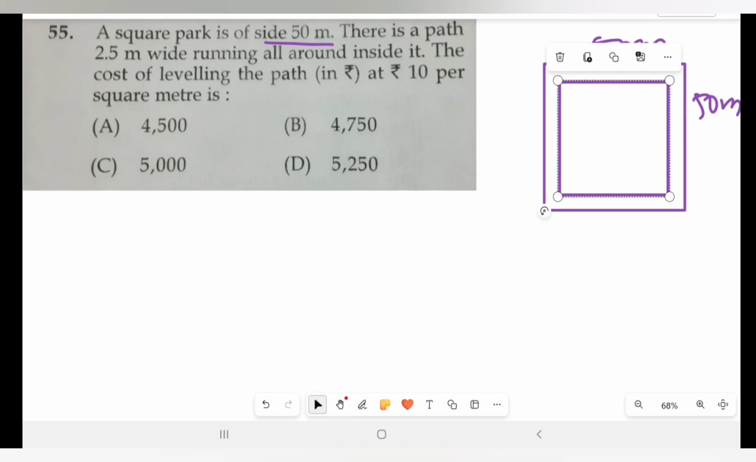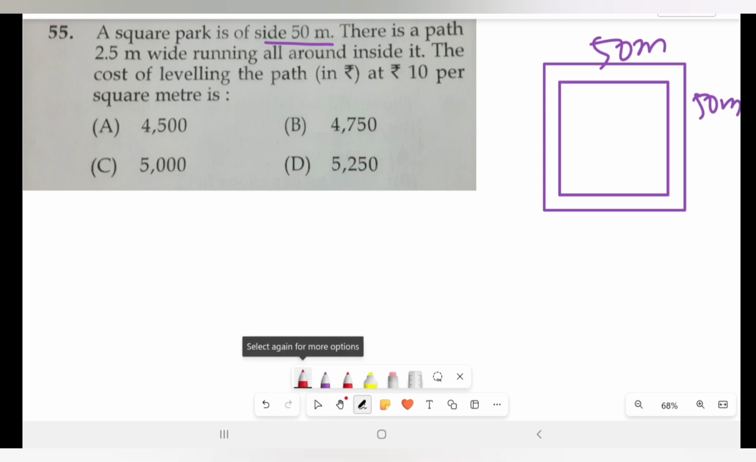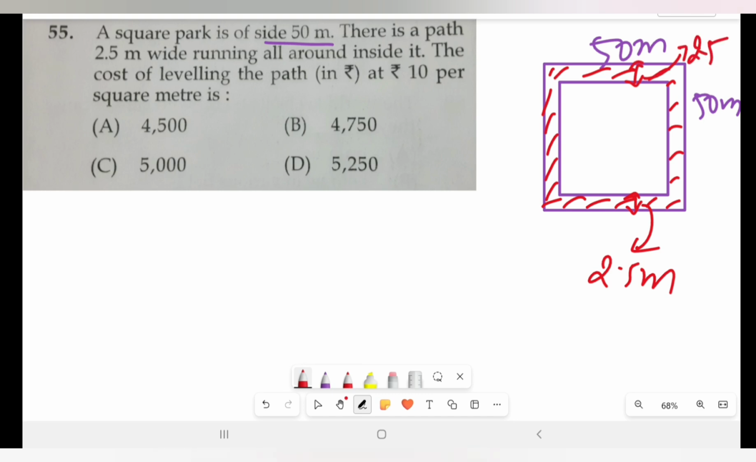So here I am drawing again. Let us say this is the path. This path width is 2.5 meter, and here also it is 2.5 meter. So the area of this red shaded part we can find out by subtracting the total area, the outside square area, minus the inside square area.